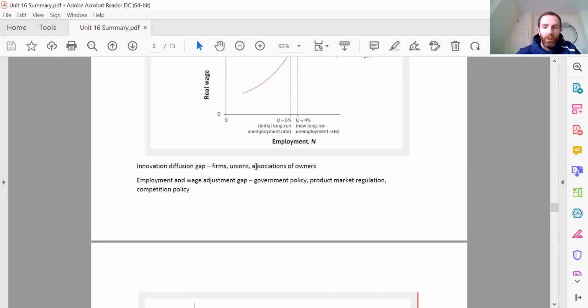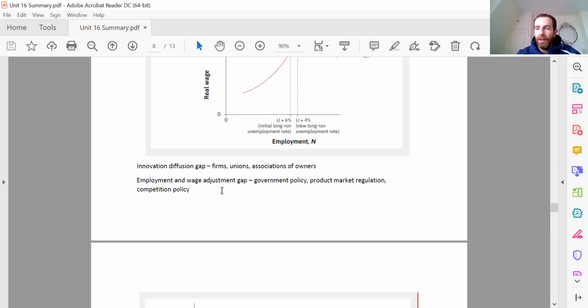So these three groups could have a big impact on how quickly the technology gets adapted by all firms within a country. Something else which could have an impact on the speed with which we reach the long-run equilibrium is what's called the employment and wage adjustment gap.